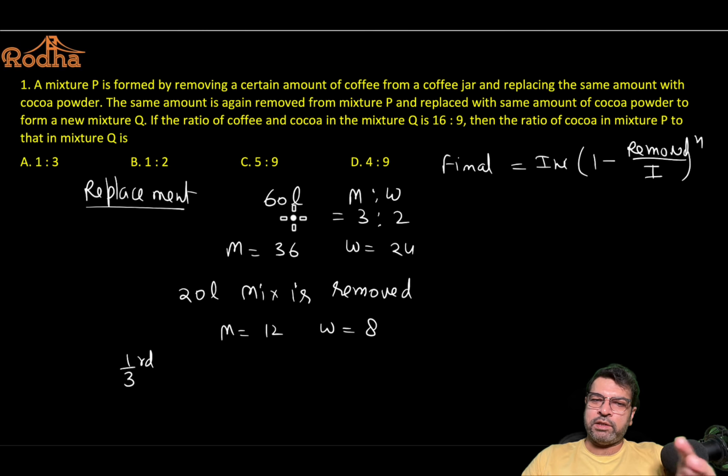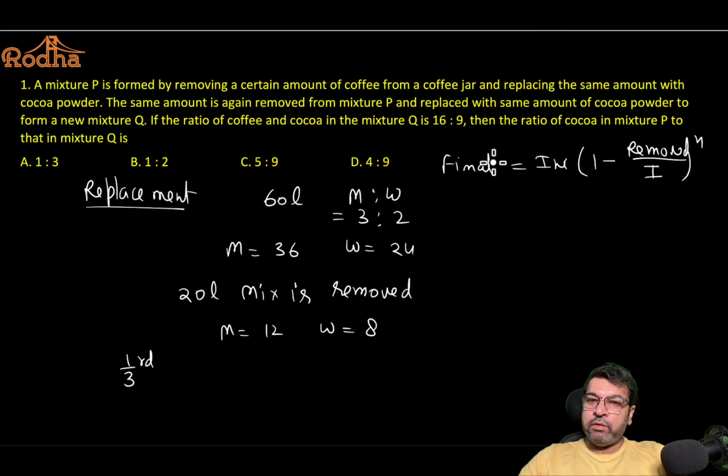So initially how much milk was there? 60. How much is removed? One third. Suppose you have 60 liters of milk and you are removing one third. So one third of the milk is out. Remaining is two third. Again, one third is removed, so one third of the remaining part is out. So remaining is again two third. So in a way, you will do 2 by 3 into 2 by 3. That's nothing but this only. So 1 minus 1 by 3 actually.